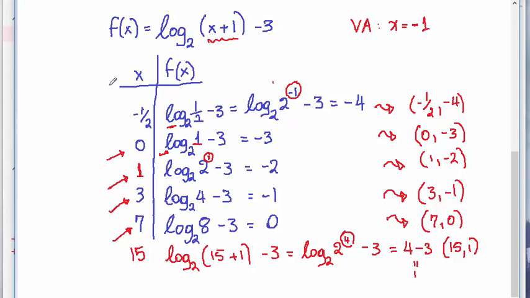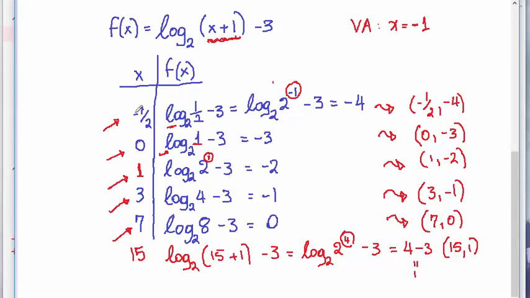Okay, the first and simplest way is by creating a table of values. I have done this for you and I have calculated the corresponding f of x for each one of the numbers that you see in the first column: negative 1/2, 0, 1, 3, 7 and 15. Now these numbers may seem strange, but basically if you plug them into the x plus 1 argument of the logarithm, they will give you a perfect power of the number 2.